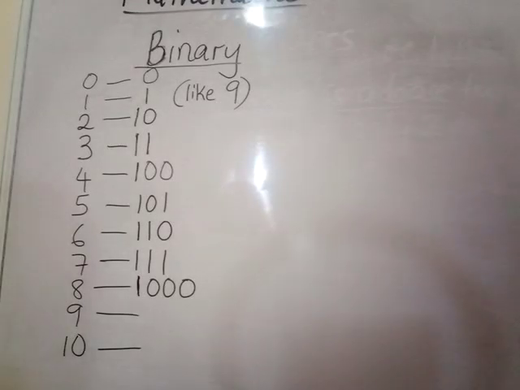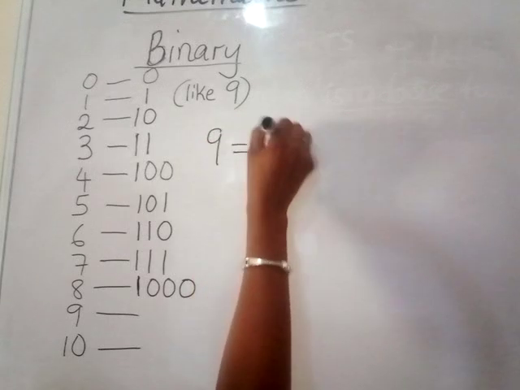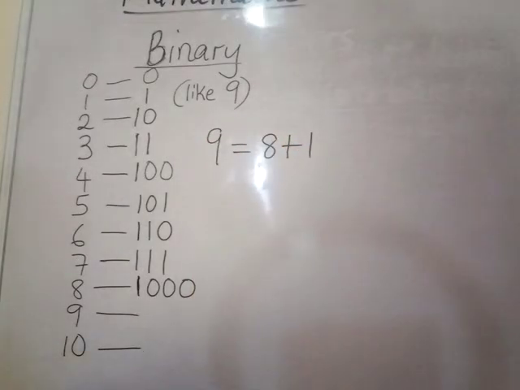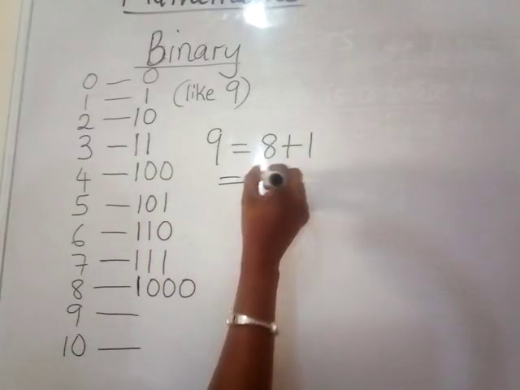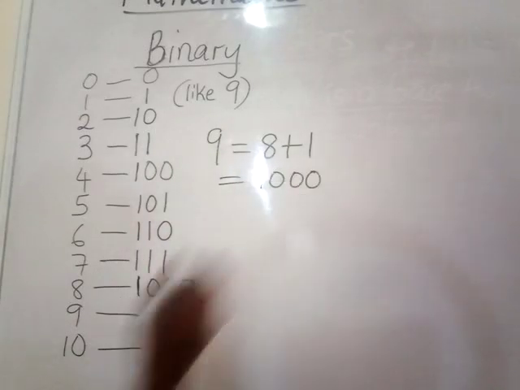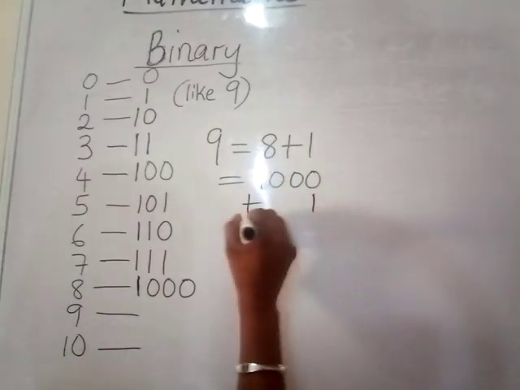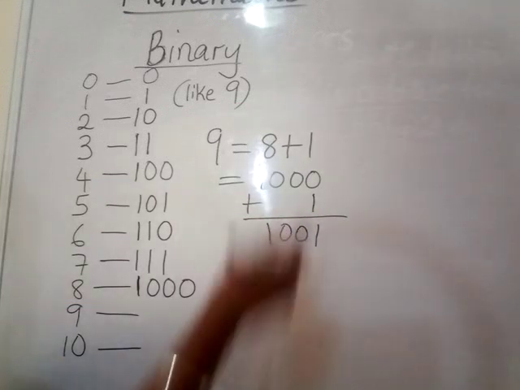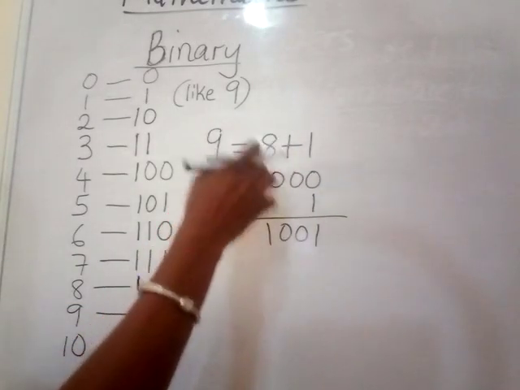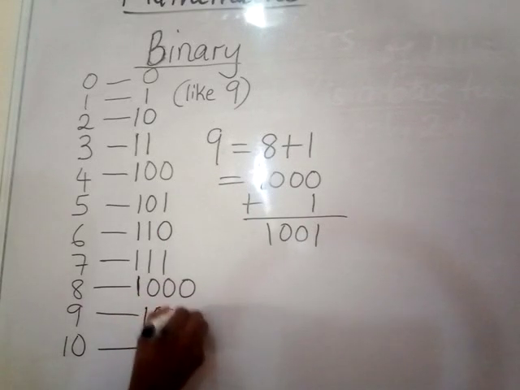Okay, so the next one we're looking at is the number 9. 9 is the same as 8 plus 1. 9 is 8 plus 1. So we have that this 8 is 1 and 3 zeros. So plus 1, you have this 1, 0, 0, 1, right? So you just add 1 plus 0, 1, 0 plus nothing, 0, 0 and 1. So your 9 is 1, 0, 0, 1.